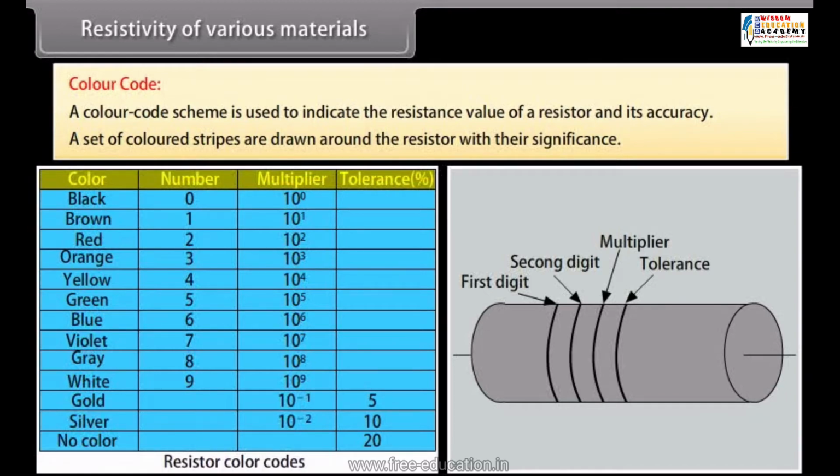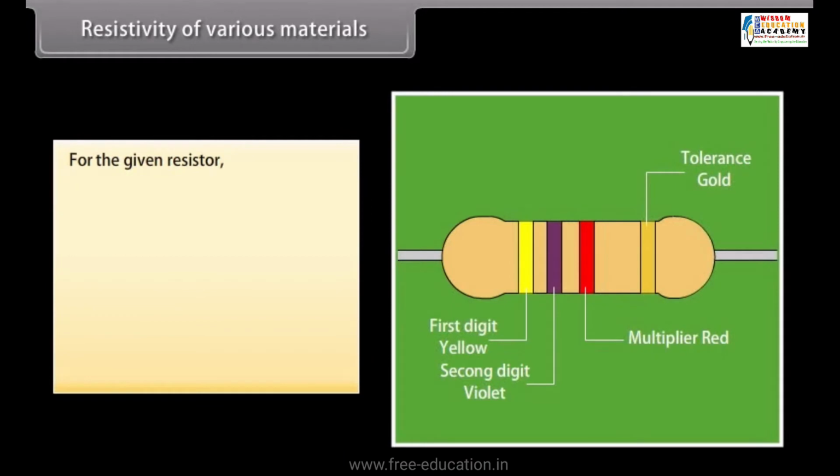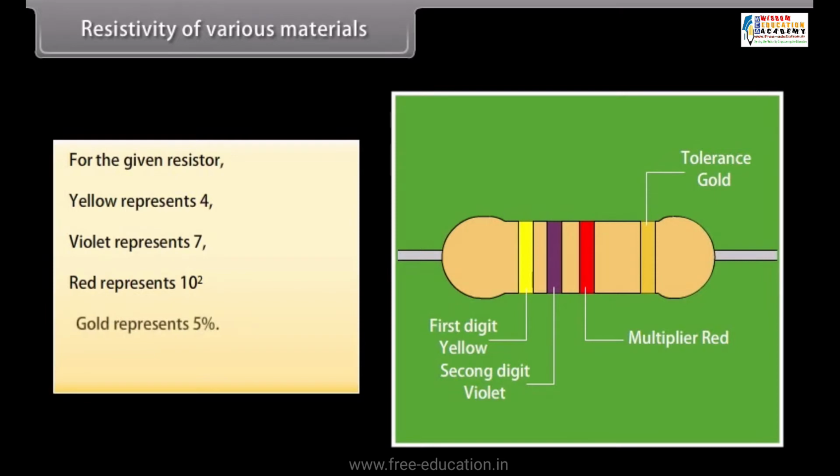Let's take an example. For the given resistor, yellow represents 4, violet represents 7, red represents 10 raised to the power 2, and gold represents 5%. On combining the above data, the total resistance of the given resistor is 47 × 10^2 ohm with 5% tolerance.